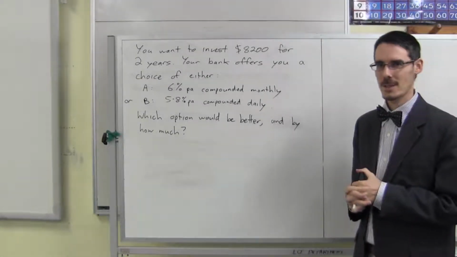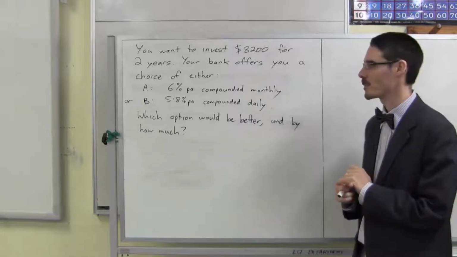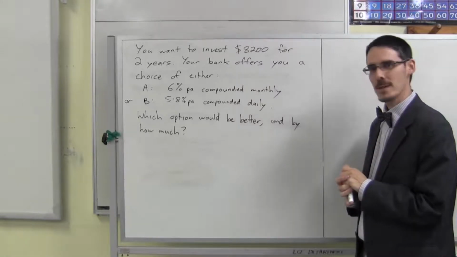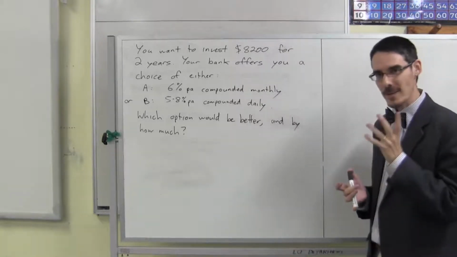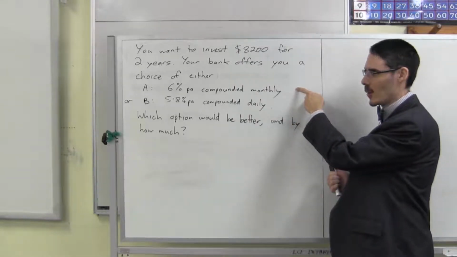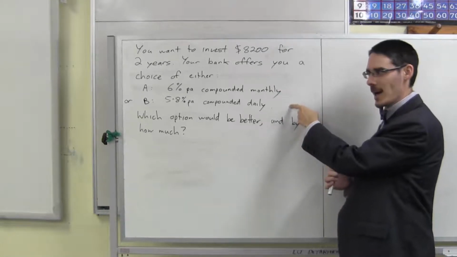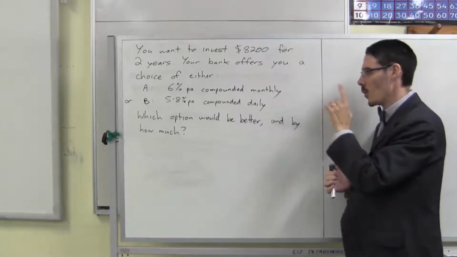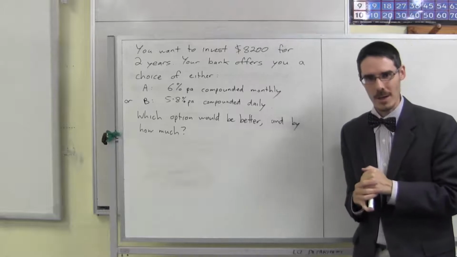Okay, let's try some harder problems with compound interest. Here's the first one. You want to invest $8,200 for 2 years. Your bank offers you a choice of either A, 6% per annum, compounded monthly, or B, 5.8% per annum, compounded daily. Which option will be better for you and by how much?